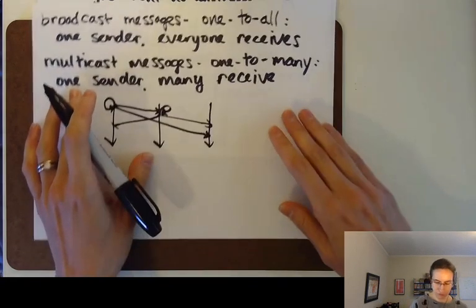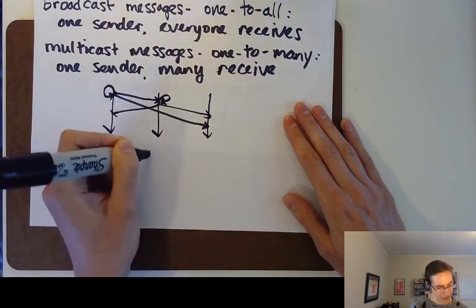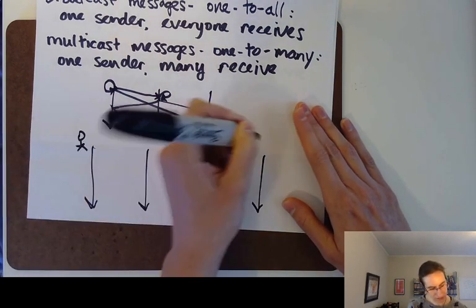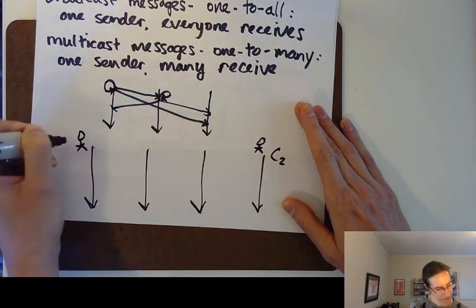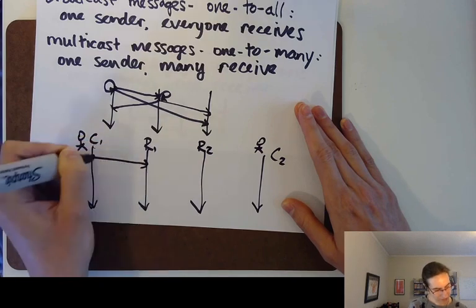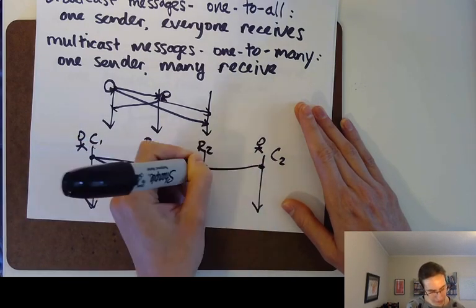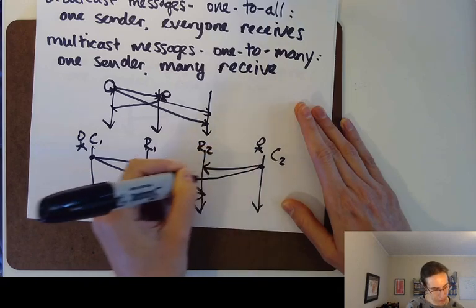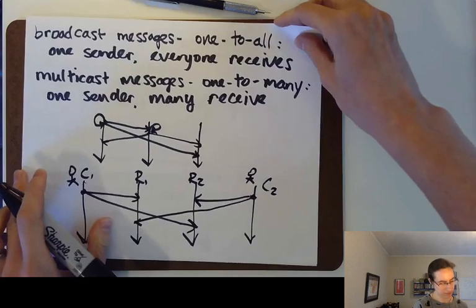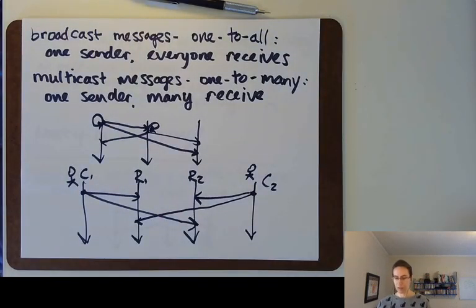Yeah, the example of a total order anomaly is an example of multicast, right? Because we have two clients here. Client 1 sends to these replicas, client 2 sends to these replicas, but the clients aren't talking to each other. So this is an example of multicast. Okay, so C1 sends to R1 and R2, but not to C2, and C2 sends to R1 and R2, but not to C1.